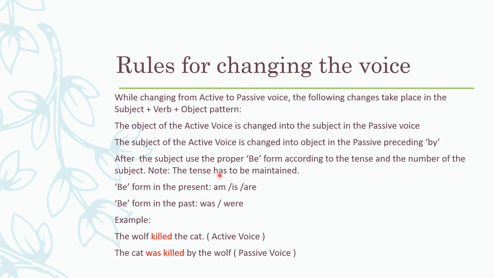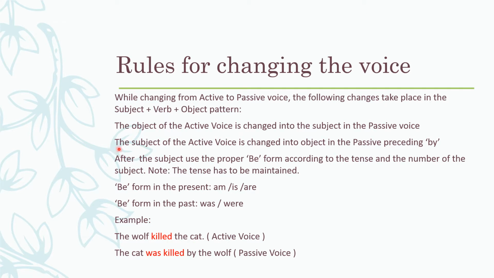Note, the tense has to be maintained. Be form in the present: am, is, are. Be form in the past: was, were. Let's understand these rules with the help of an example. The wolf killed the cat. So we see that while changing from active to passive voice, there are certain changes in this subject, verb, object pattern. The wolf is the subject, the verb is kill, and the cat is the object.